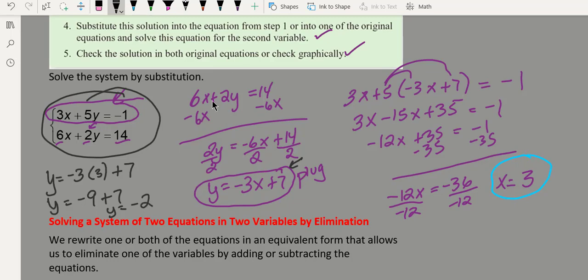So my solution to this system is going to be (3, -2). That's bright on the eyes too.